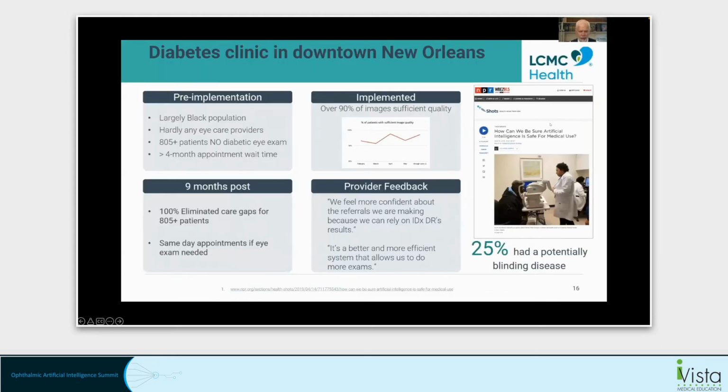Finally, two examples, one in New Orleans, inner city. In New Orleans, there was diabetes care, but no eye care left. Hundreds of patients didn't get the diabetic eye exams. We came in with the AI. Now, all of them got their diabetic eye exam within a few months, thereby preventing visual loss and blindness.